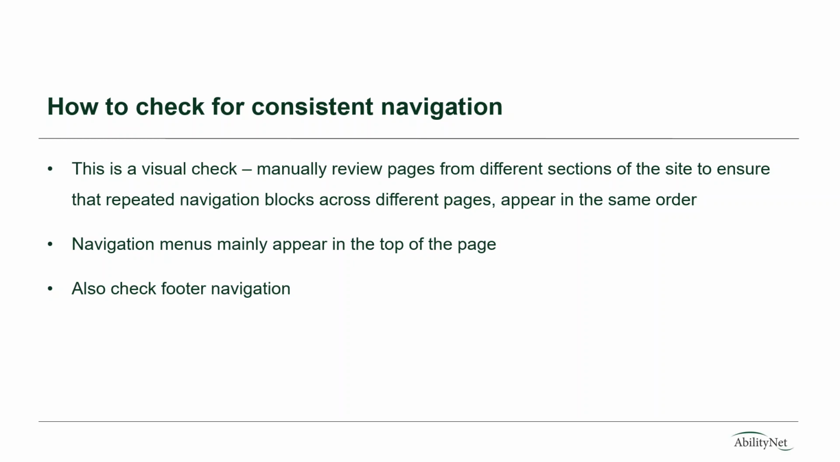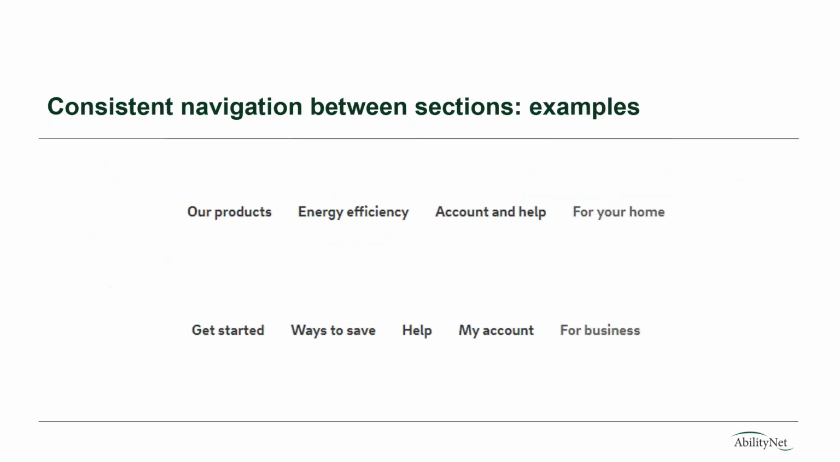You might also check the footer navigation, and then check that the items appear in the same order across each of those pages. The same links should appear in the navigation bar, and they should appear in the same order within the navigation bar so it can be predictable by users.